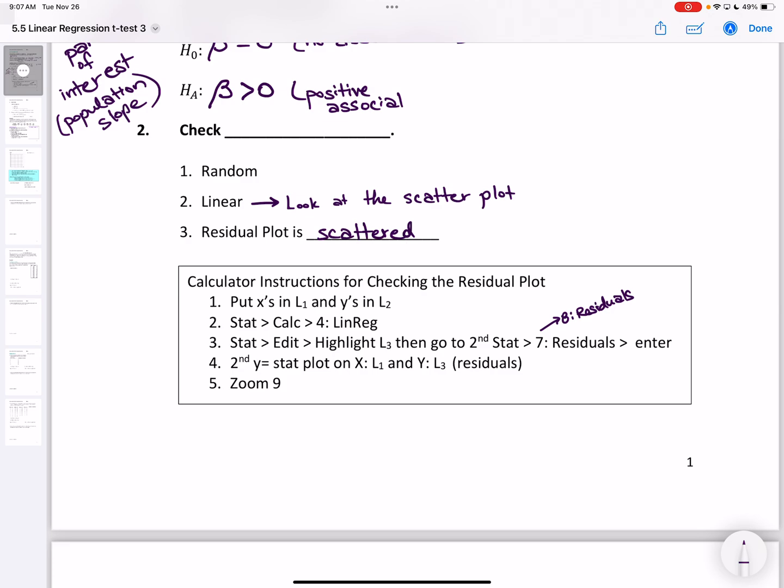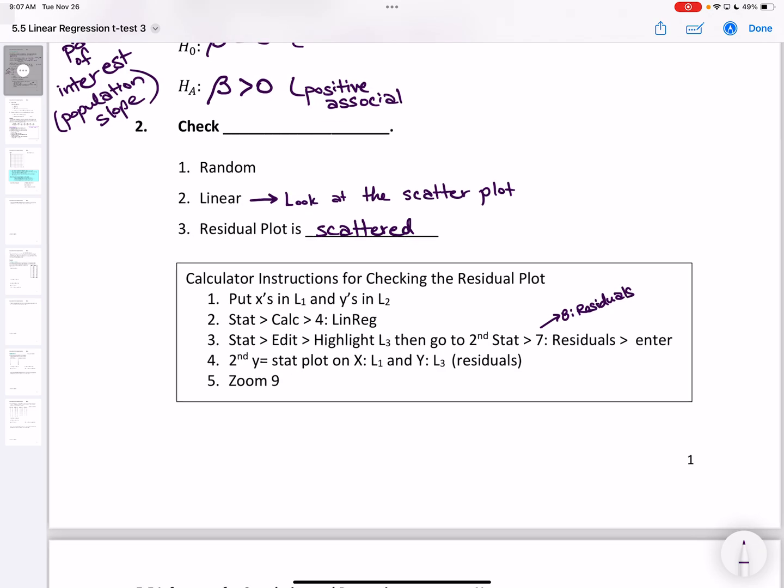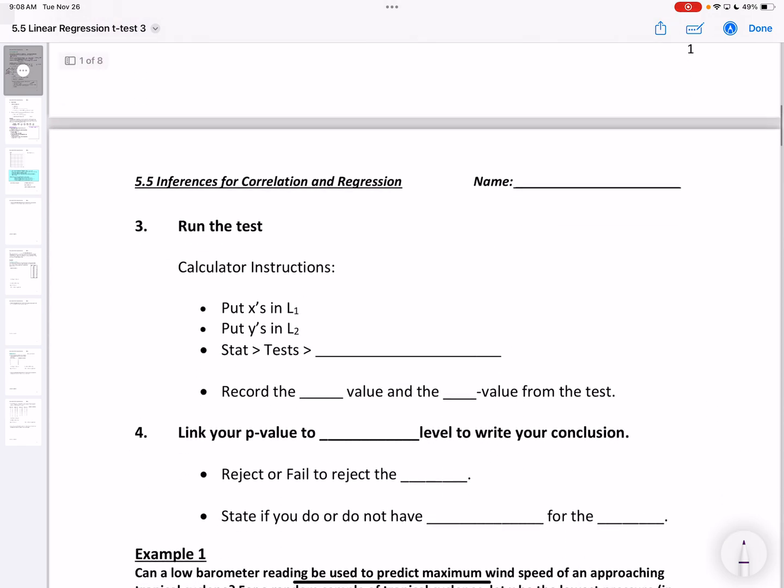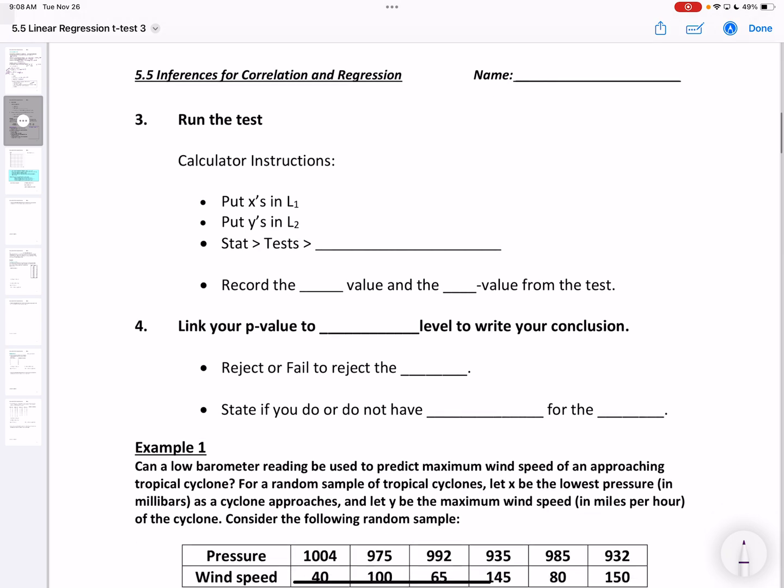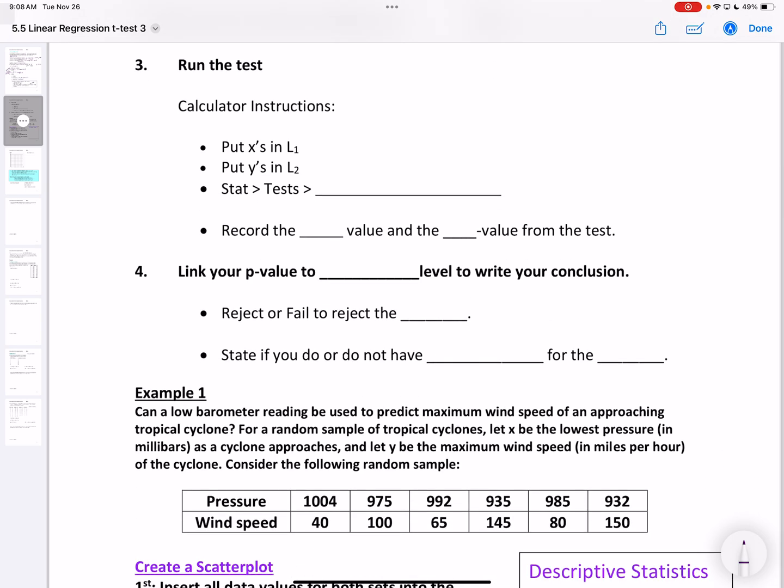Then you go to second Y equals, which is the top left button on your calculator. Go to stat plot, and then change your Y's from L2 to L3, which is your residuals. And then you just do zoom 9. Zoom 9 is what we use for scatter plots and residual plots, okay? And we'll do this in a second. We'll run the test. So calculator instructions to run the actual test and not just be checking the residuals. You actually run the test.